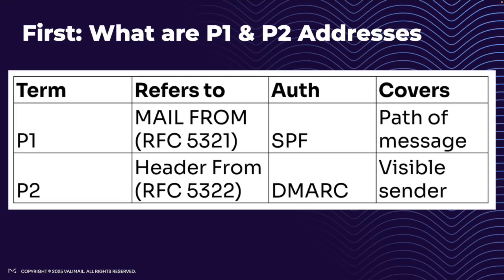Again, that's P1 being sort of the path of the message that you check via SPF, where bounces go if you're an email service provider platform. And P2 is that visible address, that visible sender address, what shows up in the from address visible to the person actually viewing the email message in their email client.